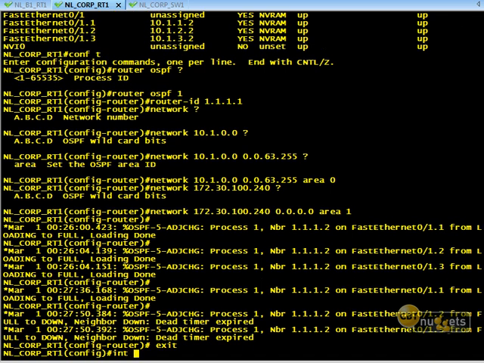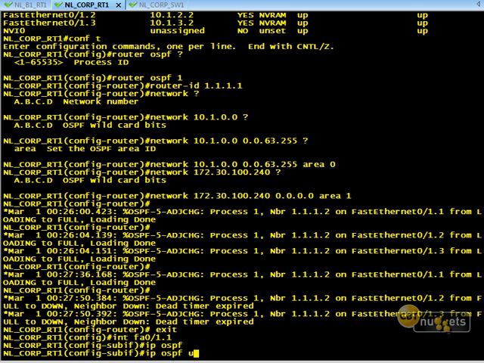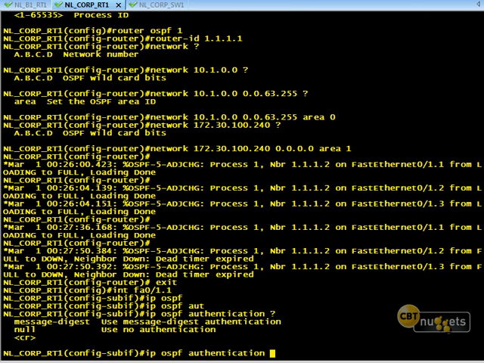So I'm going to do interface FA0/1.1. And it's really just 2 commands. IP OSPF authentication. And if I wanted to do clear text authentication, I would just hit the enter key right there, and it would say, okay, we're going to use clear text. But I'm saying, no. I want to use hashed authentication, which most people know as MD5 or message digest authentication, message digest 5. So I'm going to type in authentication message digest, enable that.